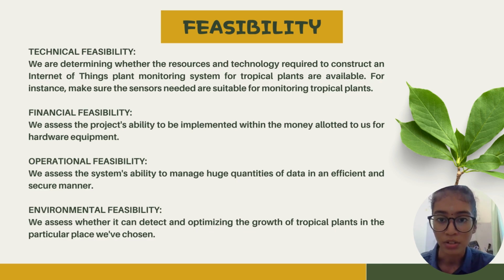For the feasibility part, we have four feasibilities, the first of which is technical feasibility. We are determining whether the resources and technology required to construct an Internet of Things plant monitoring system for tropical plants are available. For instance, making sure the sensors needed are suitable for monitoring tropical plants.